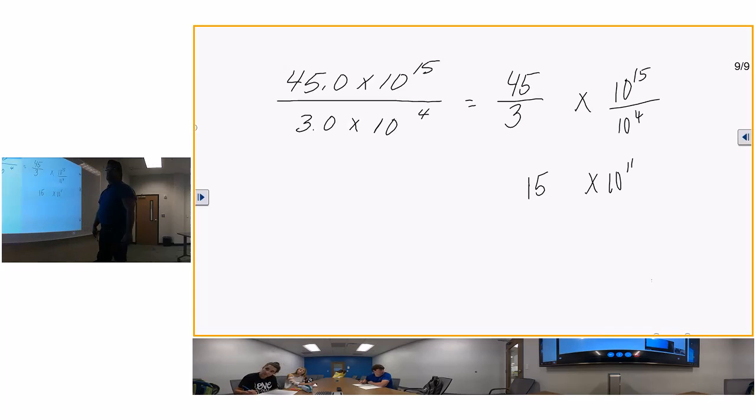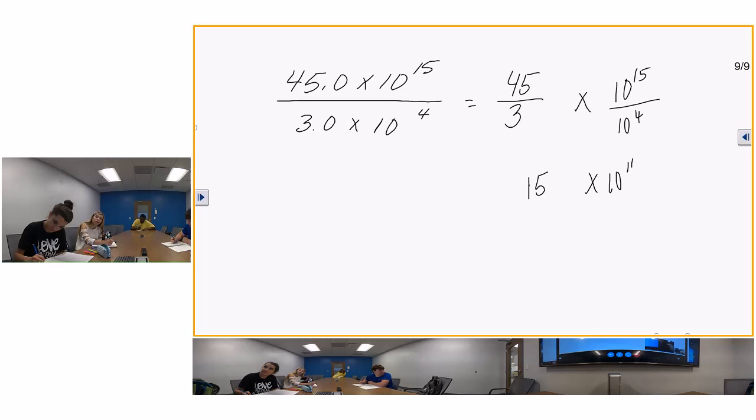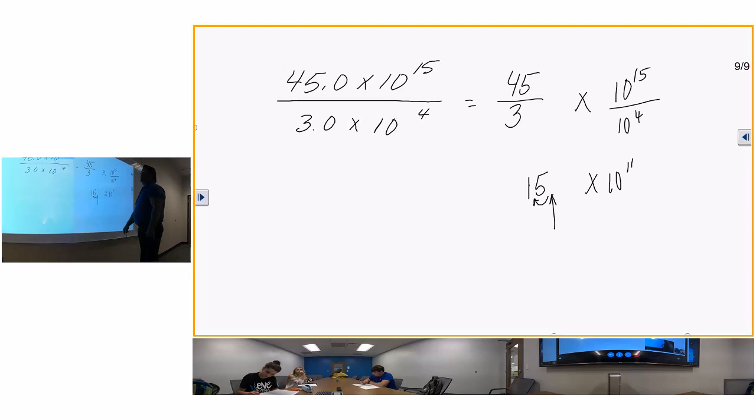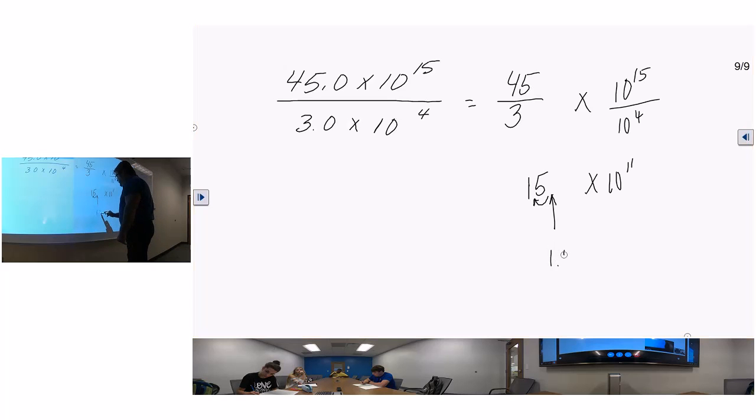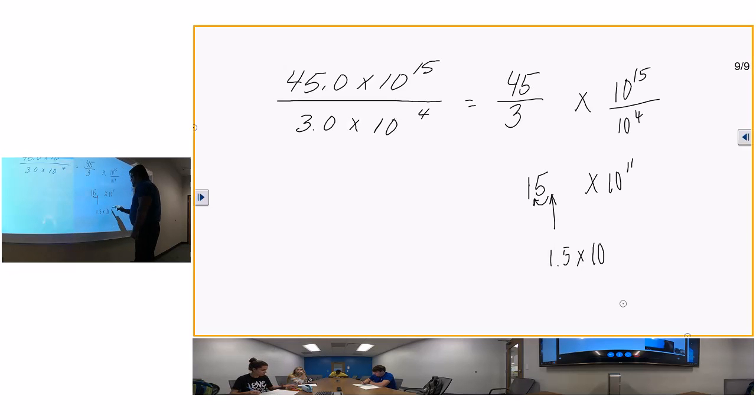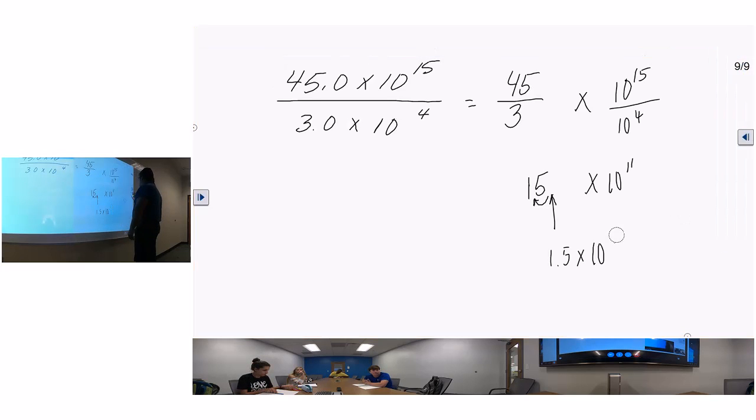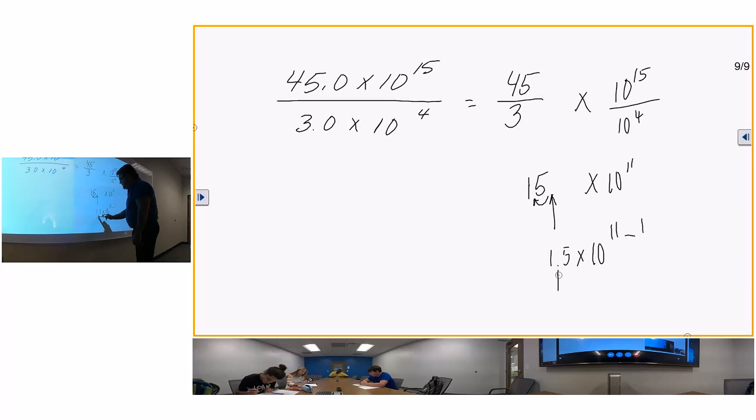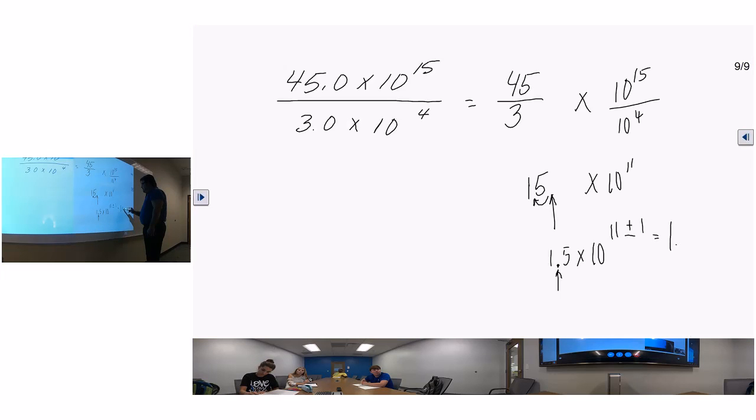I said no. Okay, good. Why are we not done? Because the decimal is right there, and we've got to move it. So that's 1.5 times 10 to the 11th. Which way do we move this decimal in our head to get it back the way it was? To the right. So your answer is 1.5 times 10 to the 12th power.